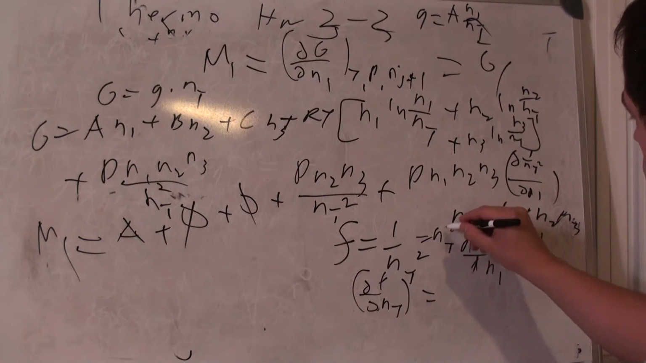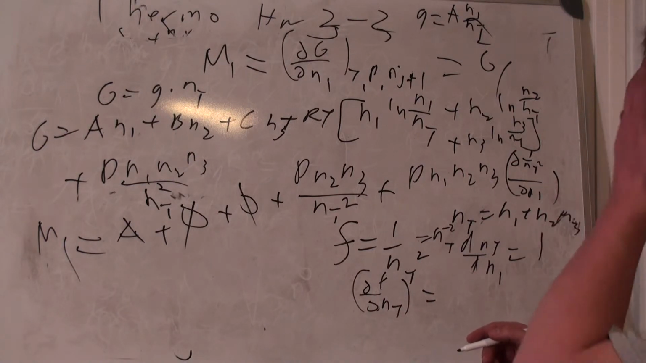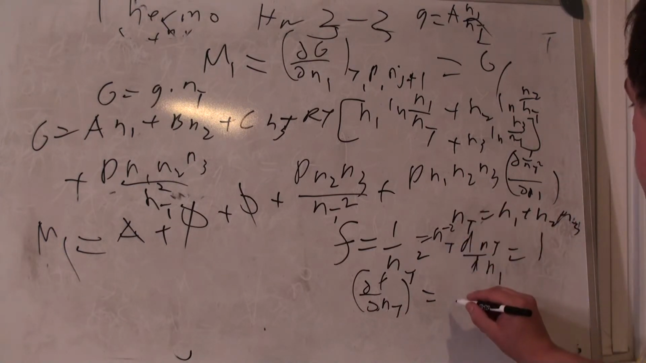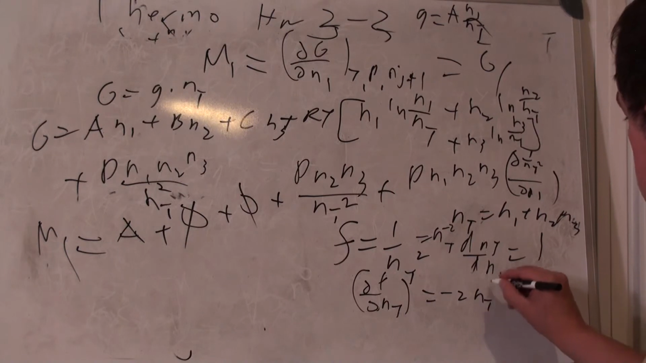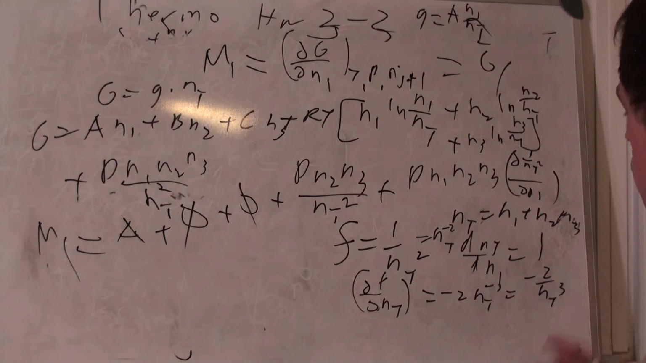n to the minus 2. Okay, so I'm trying to do the integral. So that's minus 2 times n_t to the minus 3, which is equal to minus 2 over n_t cubed. Okay, now I feel better.